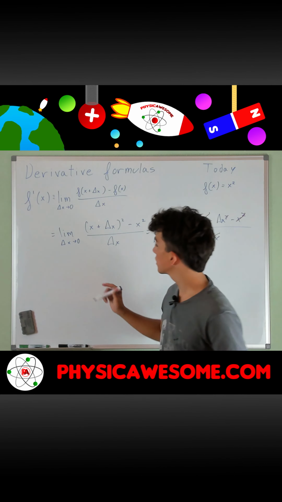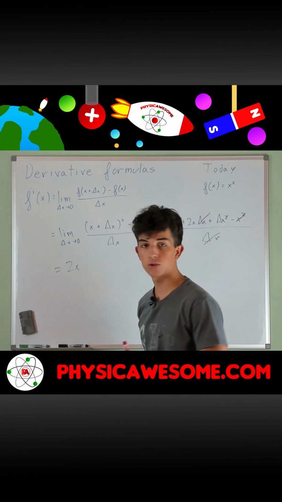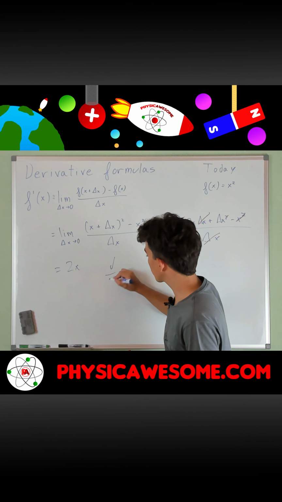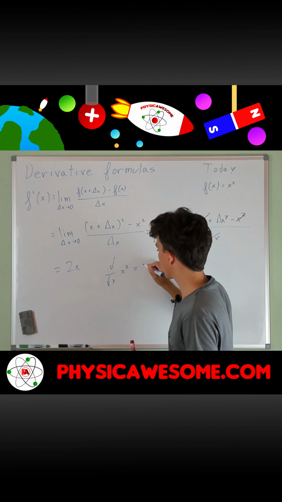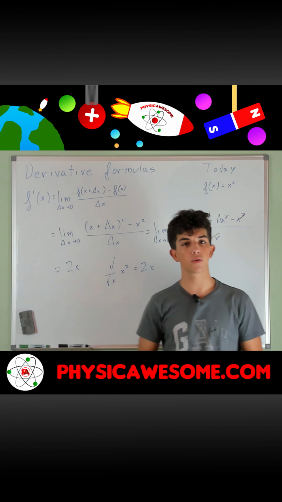So we have that our derivative equals 2x. So d/dx of x squared equals 2x, just as the power rule says.